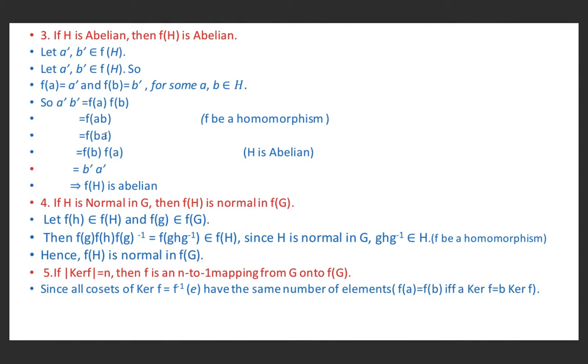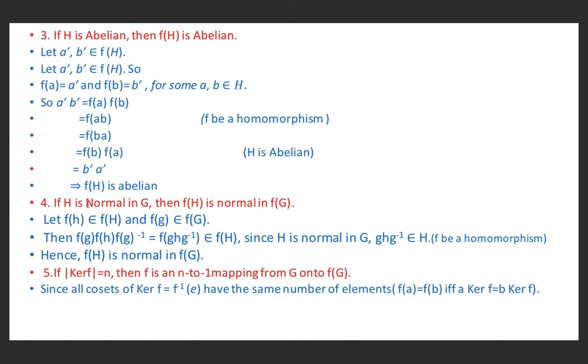So AB is equal to BA, because A and B are elements of H and H is abelian. And f(BA) is again equal to f(B) f(A) by the definition of homomorphism, because f preserves group operation. f(B) is given to be B', f(A) is given to be A', therefore this is equal to B'A'. So we have proved A'B' is equal to B'A', where A' and B' are elements of f(H). It means f(H) is also abelian.